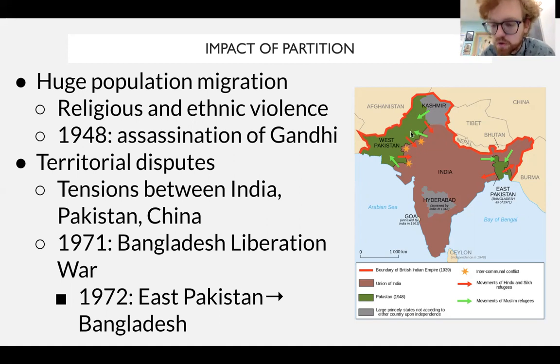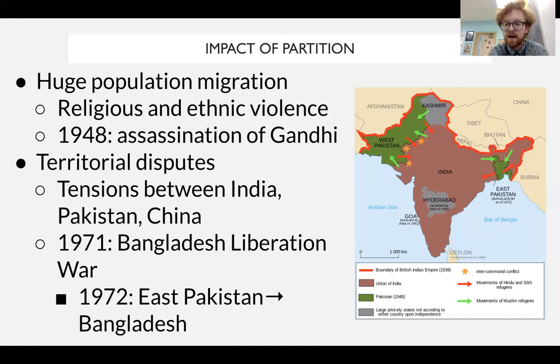Some Muslims are going to West Pakistan. Some Muslims are going to East Pakistan. And as this transition is happening, we're going to see lots of intercommunal violence, intercommunal conflict. And intercommunal, this means interreligious. So conflicts between Muslims and Hindus, between Hindus and Sikhs, between Hindus and Jains, different ethnicities and religions across India, they are going to come into conflict with each other.